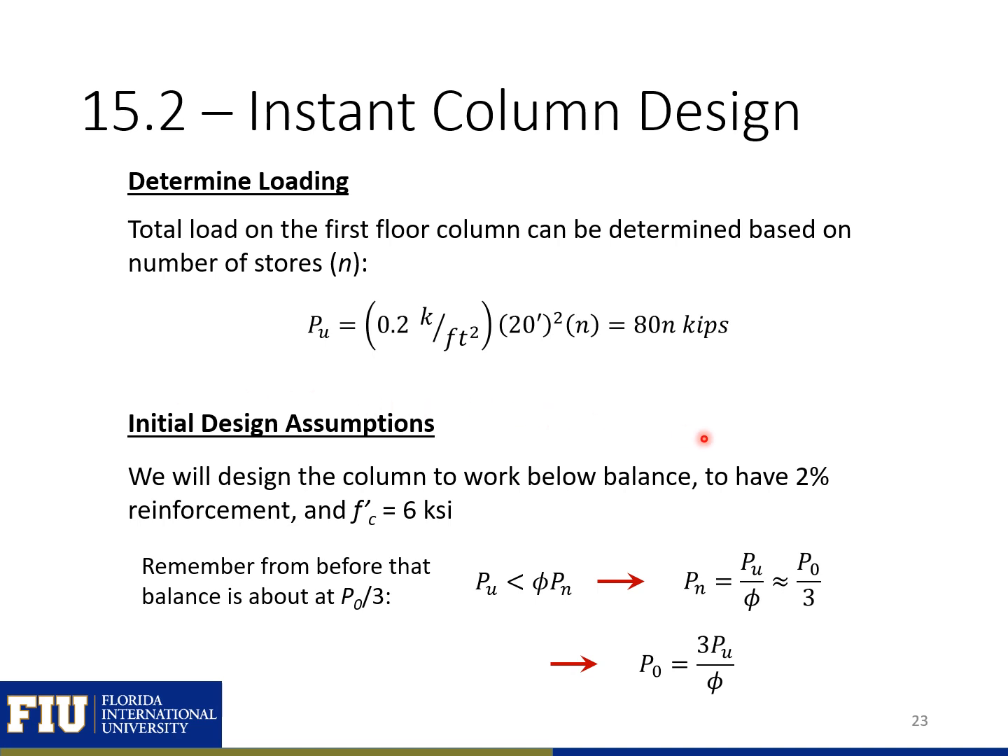We're going to assume here that we're working below balance, and we'll assume that we have a 2% reinforcement ratio and a 6 KSI concrete strength. We can remember from before that we want to be below balance, and that balance is typically about 1/3 of our pure axial capacity. So with this in mind, we can say that our P naught is equal to 3 times P sub U divided by our phi factor.